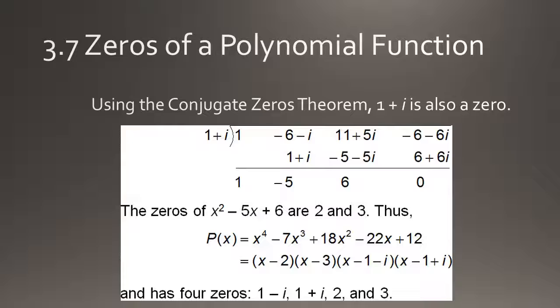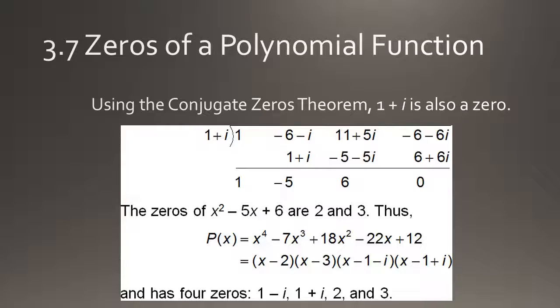So now we're down to a quadratic. We started with a quartic. The first time we divided, it got us down to a cubic, which is what we have here. And when we divide by the 1 plus i, we're left with a quadratic. Remember, every time you divide out a factor, the power of the polynomial goes down by 1.